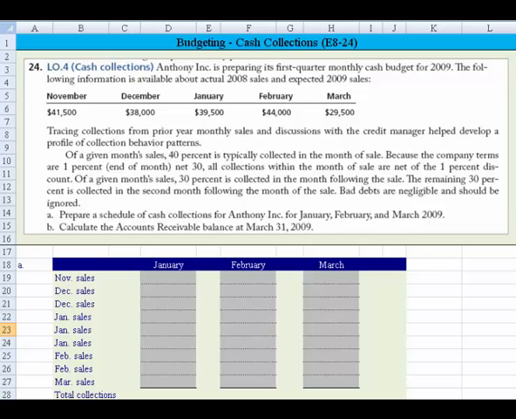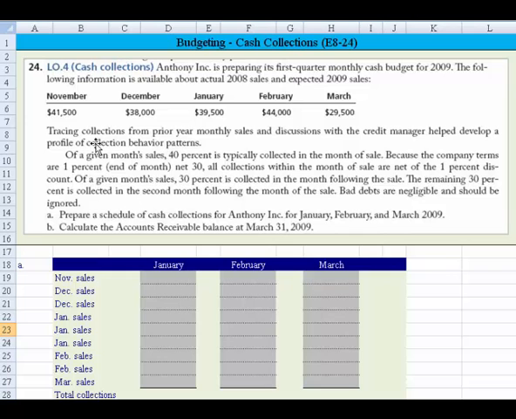Bad debts are negligible and should be ignored, and we're asked to prepare a schedule of cash collections for January, February, and March, and to calculate accounts receivable balance at March 31st. Okay, so let's drop in what we know. We're going to collect 30% every month thereafter, right? So we collect 40, then 30, and 30, and that would equal 100.